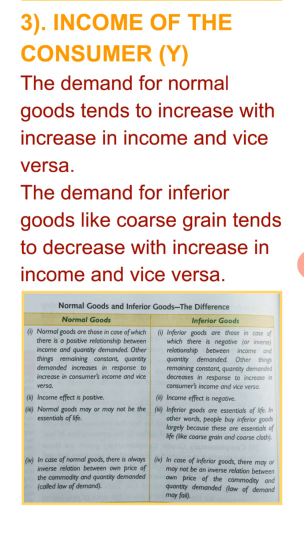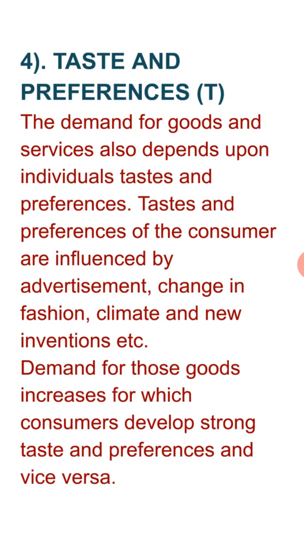And the fourth and last point, in case of normal goods, there is always inverse relation between own price of the commodity and its quantity demanded. That means normal good में हमेशा inverse relation होता है price और demand के बीच में. But if we talk about the inferior good, there may be or there may not be the inverse relation between price and demand. Now we are coming to the fourth point, taste and preferences.